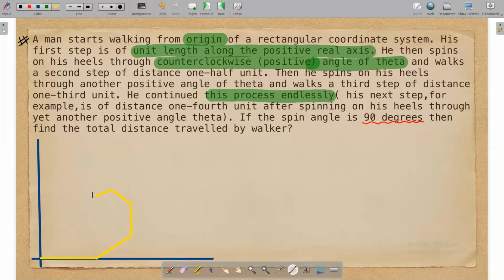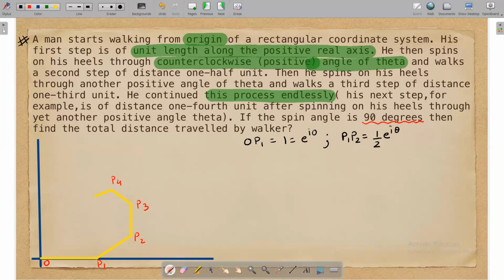So this is how he is moving, and for solving purpose, what I am going to do here is, first of all, I'm just going to assume origin as O, and I'm going to mark these points as P1, P2, P3, P4, and so on. What can you say about OP1 vector? OP1 vector, the complex vector, can be written as 1. In the exponential form, I can write it as e^(iθ·0). Okay, similarly, if you talk about the vector P1P2, this can be written as 1/2 e^(iθ).